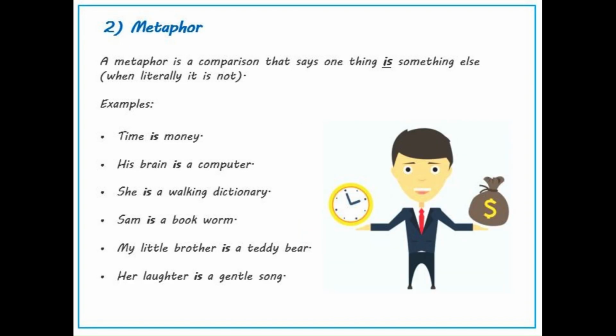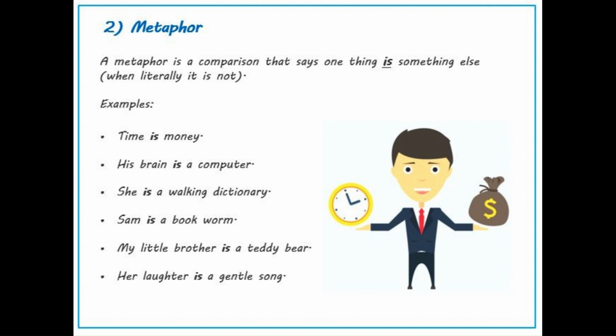The next figure of speech is a metaphor. A metaphor is a comparison that says one thing is something else when literally it is not. For example, time is money. His brain is a computer. She is a walking dictionary. Sam is a bookworm. My little brother is a teddy bear. Her laughter is a gentle song.